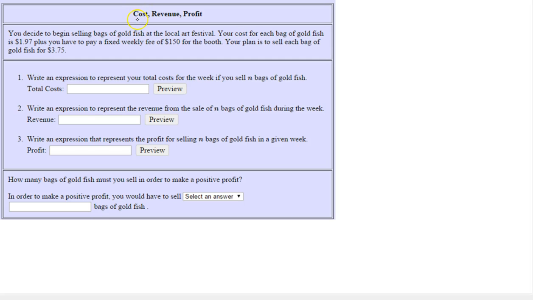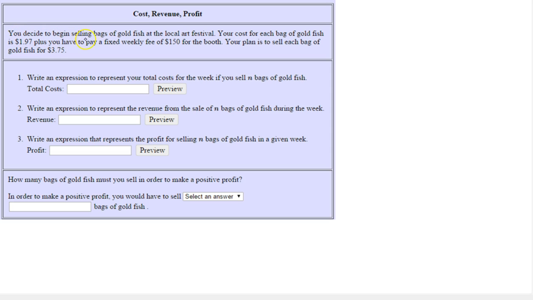In this example, we have a cost, revenue, profit application. And we've done a lot of problems similar to these, but this one is going to involve an inequality, which we'll see towards the end. So let's start by reading the question and highlighting important information.